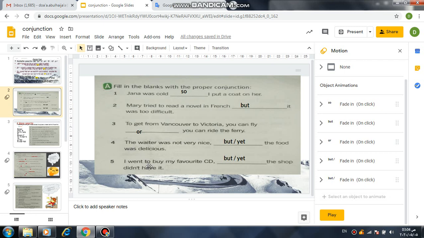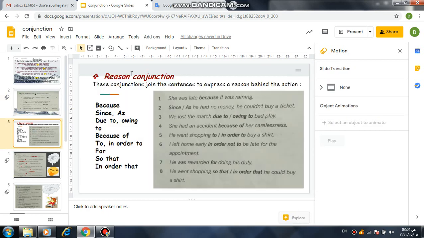Number 5. I went to buy my favorite CD, blank, the shop didn't have it. The shop didn't have it, but or yet I went to buy my favorite CD. Now, please, my students, check your answers and let's go to reason conjunctions. This conjunction joins sentences to express a reason behind the action.